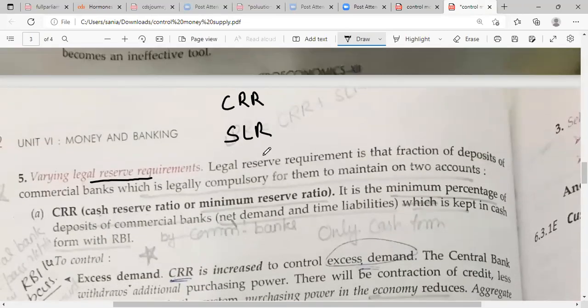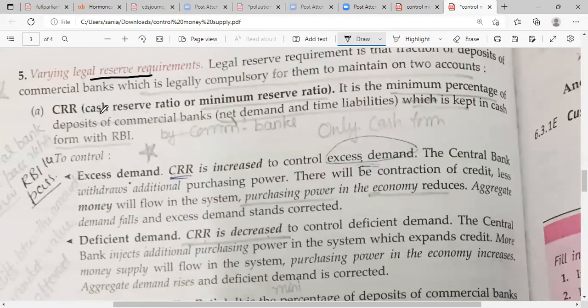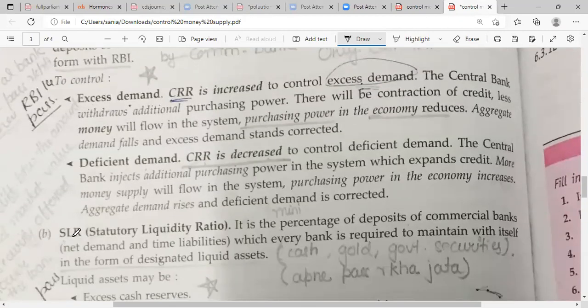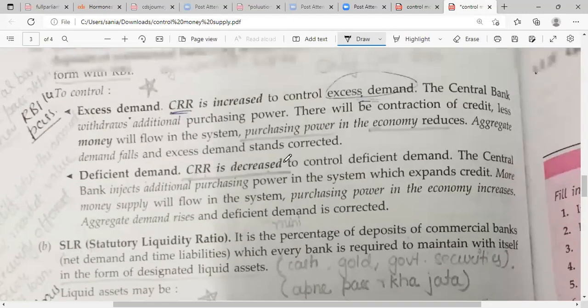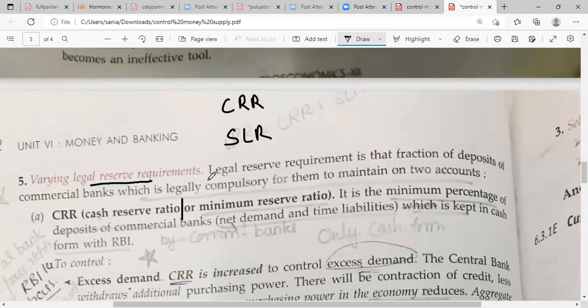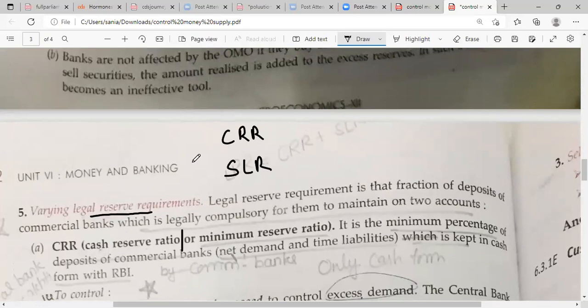So ma'am, what is CRR and what is SLR? So CRR is cash reserve ratio. The full form is cash reserve ratio, or you can say minimum reserve ratio. And SLR is statutory liquidity ratio. Clear? Clear? Yes, ma'am. Okay, so LRR is legally compulsory for the bank to keep a certain amount of their deposit with the central bank. That is known as LRR, and LRR is of two types. First is cash reserve ratio and second is statutory liquidity ratio.